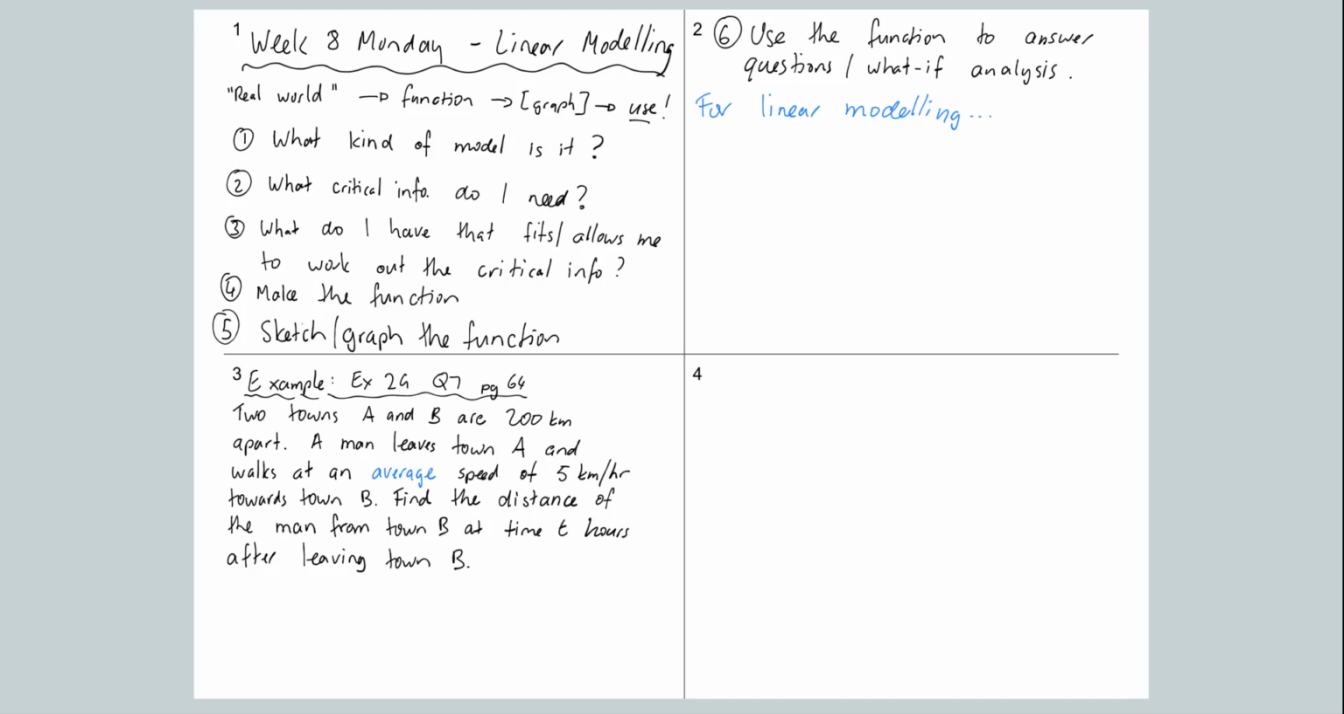Okay, assuming you've done that. So how about I just give you a bit of an idea about what we're looking for in a linear model. So what kind of model is it? For a linear model, the thing about a linear function is that it's directly proportional and it's constant.